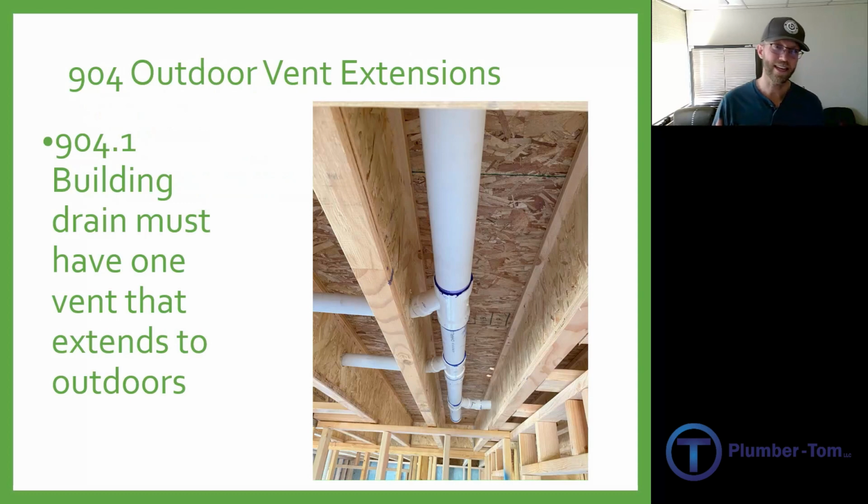Let's go on to section 904, where we look at the outdoor vent extensions. So anywhere that we're going to run a vent outside, here are the requirements. 904.1 states that the building drain must have one vent that extends outdoors. Whatever drains you have throughout the building, you may have multiple vents that extend out the roof, and hopefully you do, because that vents it well. But if you start using auto vents, or if your systems are small, regardless, you have to have at least one vent that goes from the building drain all the way out to the outdoors.